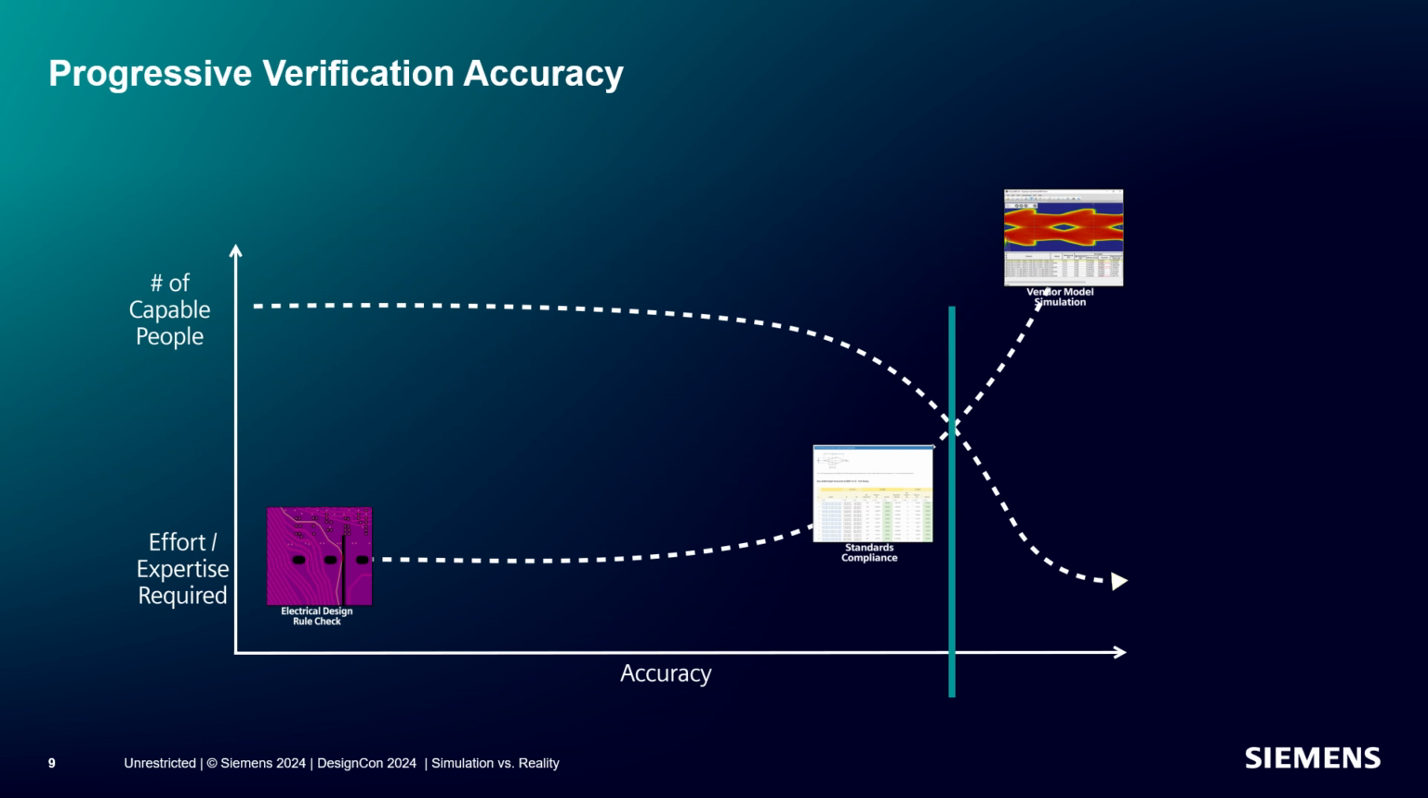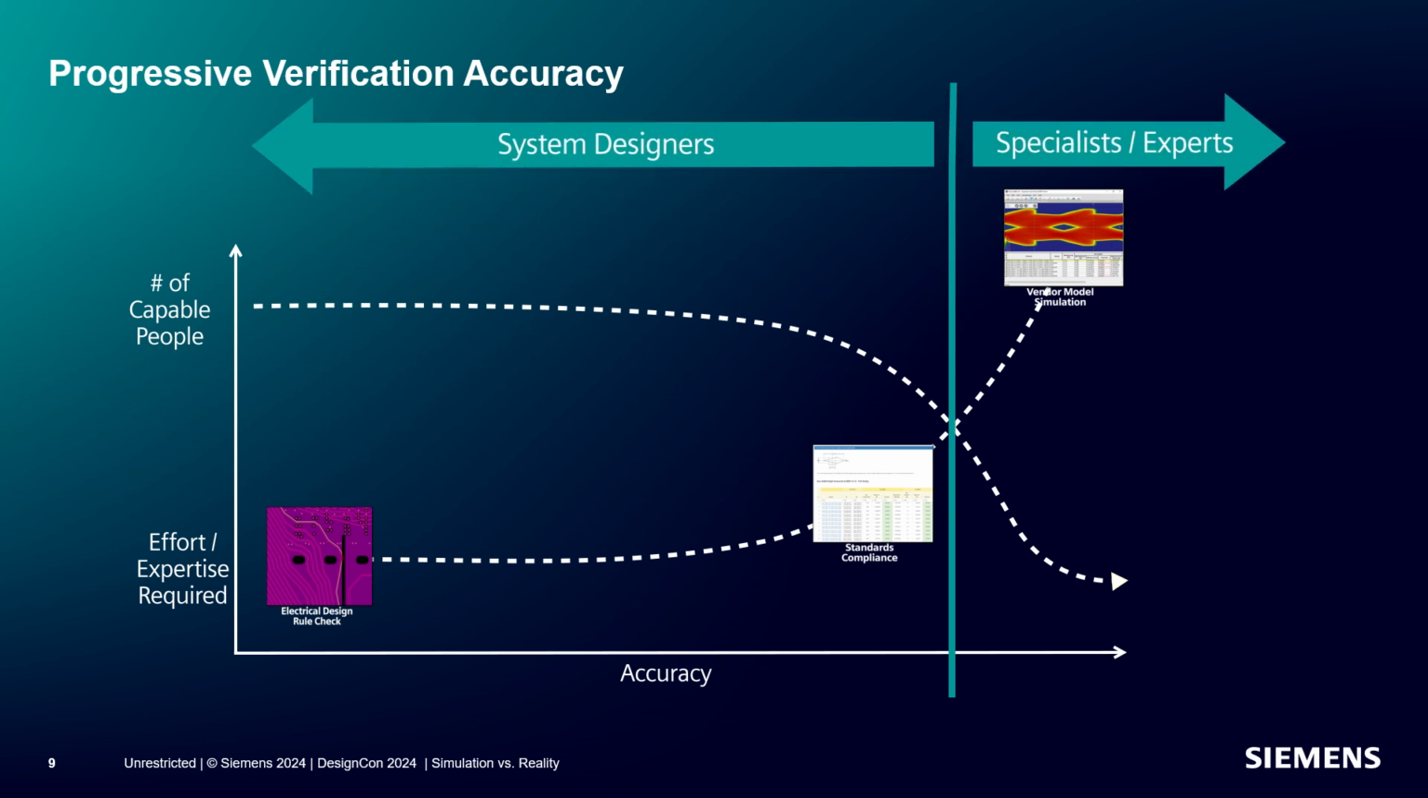The earlier the problem is found, the less work it was to find, and it keeps the specialized SI engineers' involvement until late in the analysis process. This separates the expertise required for post-route verification, allowing the majority of the issues to be resolved by system designers and not specialists.